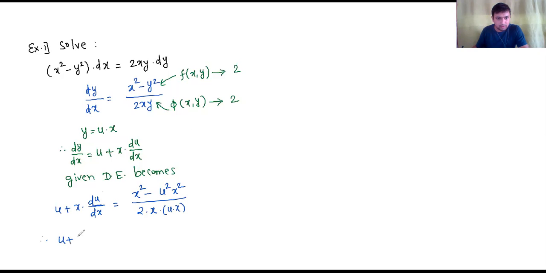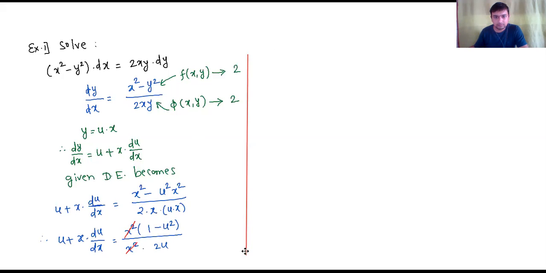Therefore, u plus x into du upon dx is equal to, taking x square common, (1 minus u square) into x square upon 2u into x square. What will cancel out? x square cancels out. Okay, so u plus x into du by dx is equal to (1 minus u square) upon 2u.